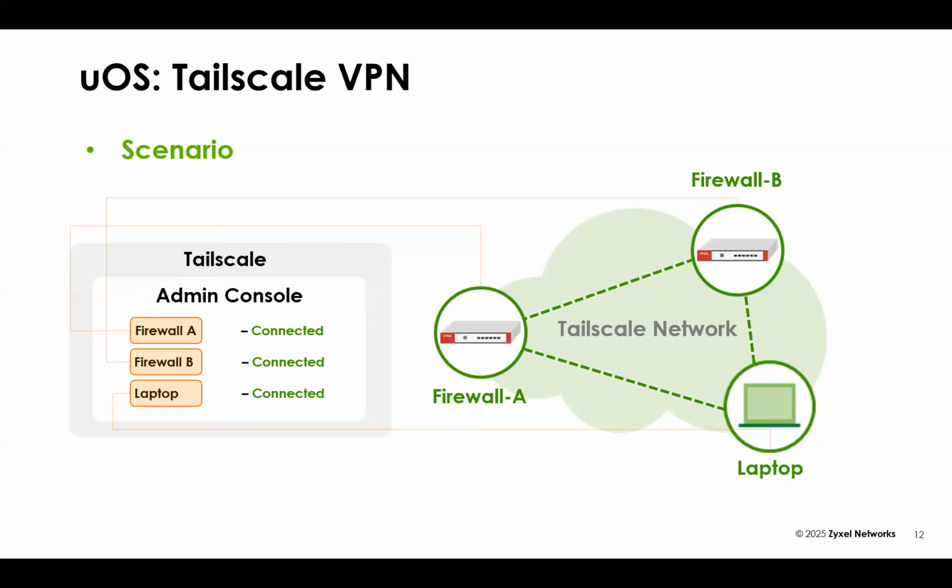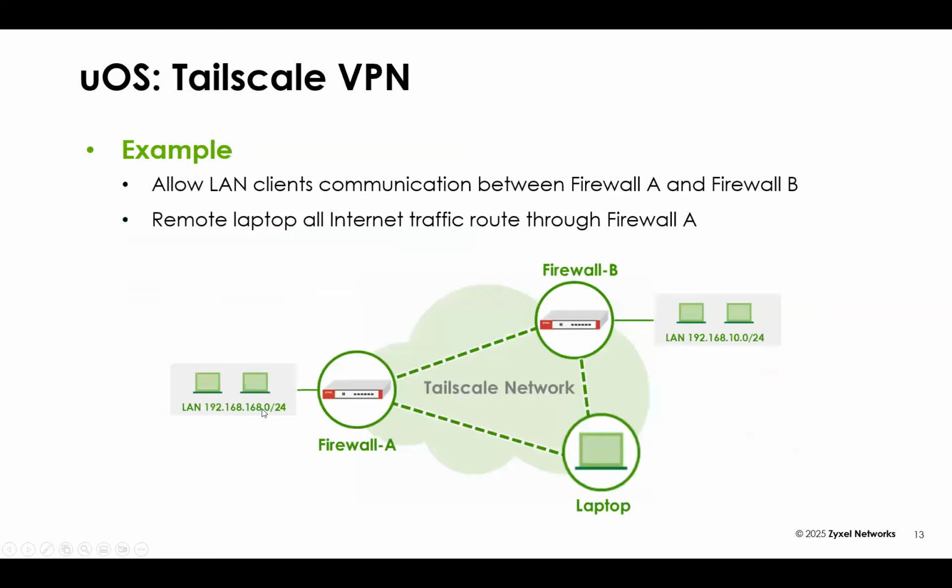Now, what about communication? Here we have our 2 subnets: the 192.168.168.0 network, and the 192.168.10.0 network behind firewall B. When we have our Tailscale VPN set up, we're going to allow the laptop, that is a remote user, to have internet traffic routing through firewall A, but we're also going to, in this scenario, have access to both the LAN subnet behind firewall A and the LAN subnet behind firewall B.